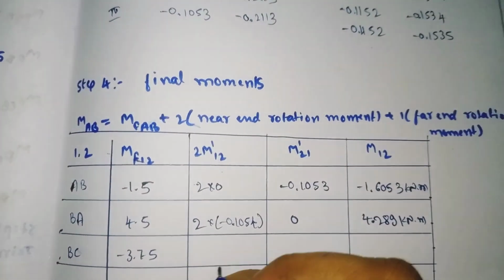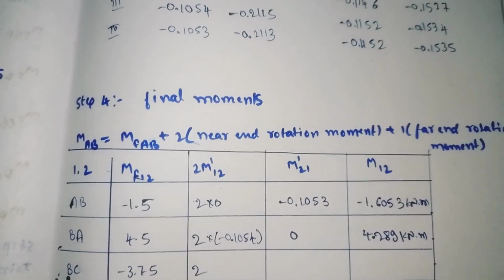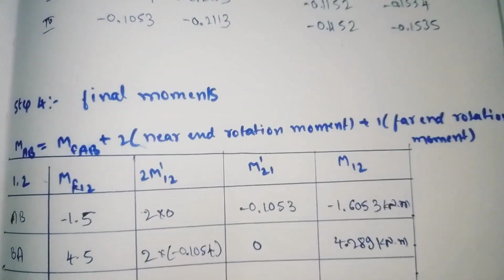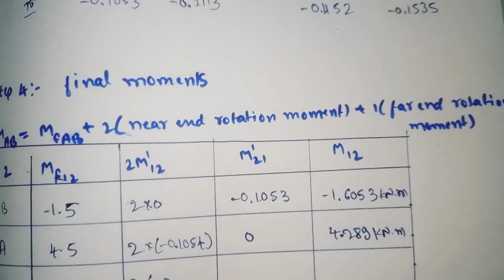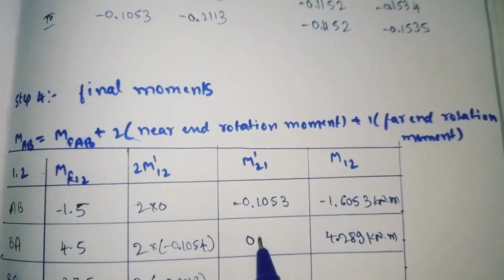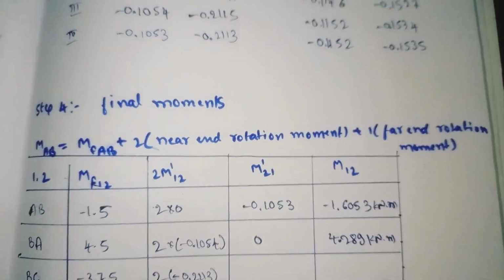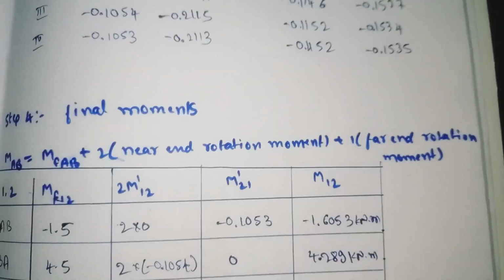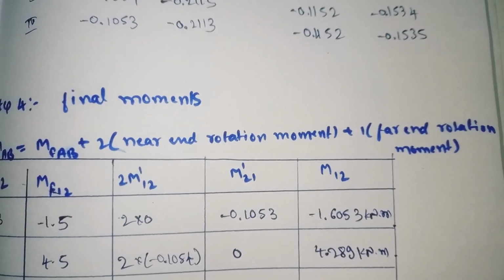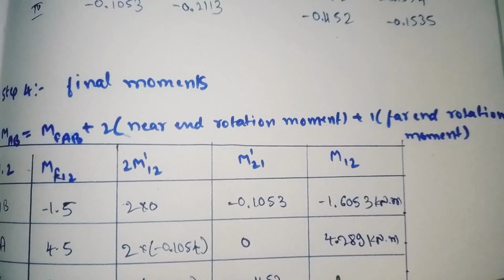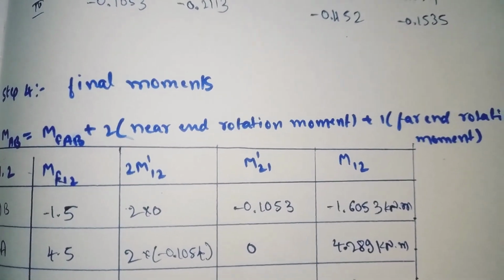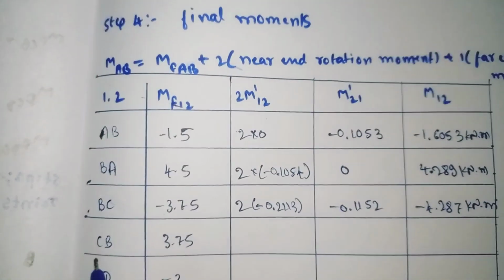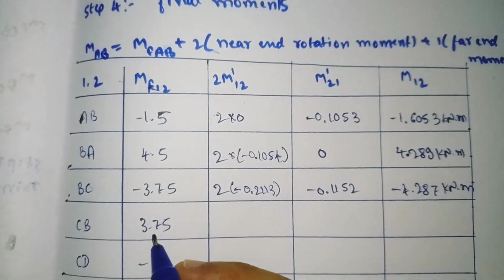Similarly for BC, we have the rotation moment value for BC as minus 0.2113. So add it, minus 0.2113. For M dash CB the value we got was minus 0.1152. So minus 0.1152. Now add, and it will come out as minus 4.287 kilonewton meter.